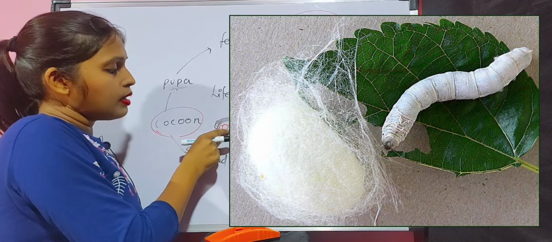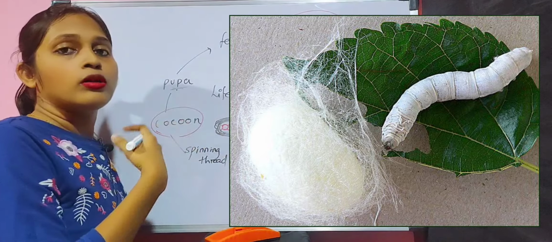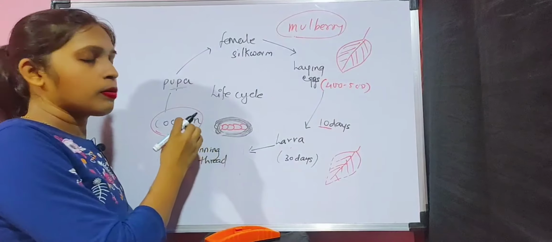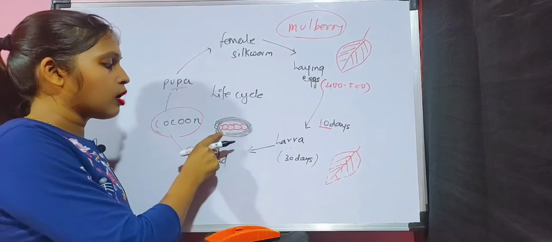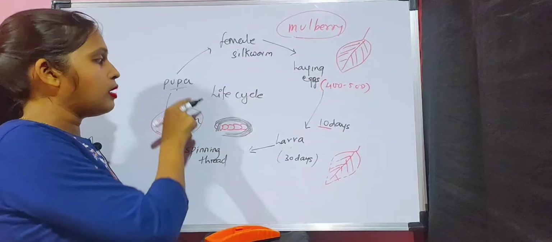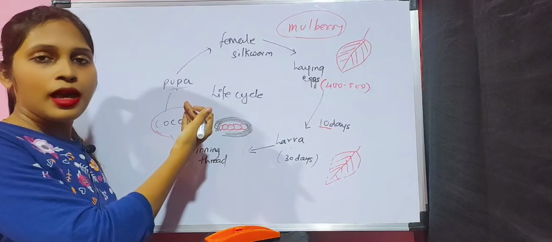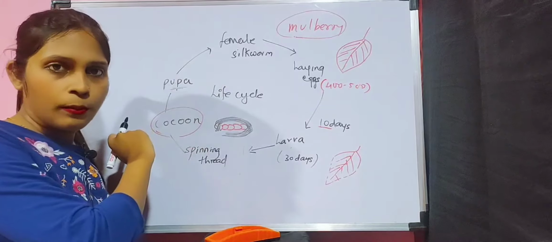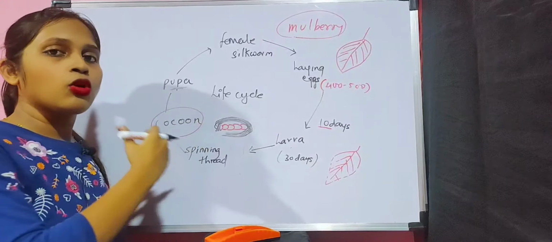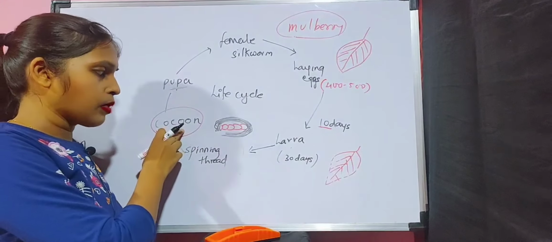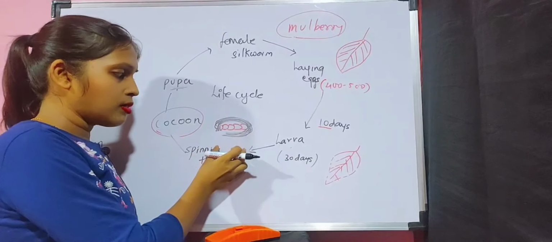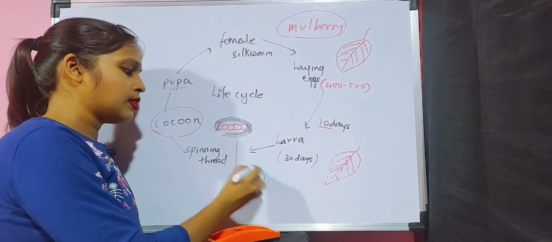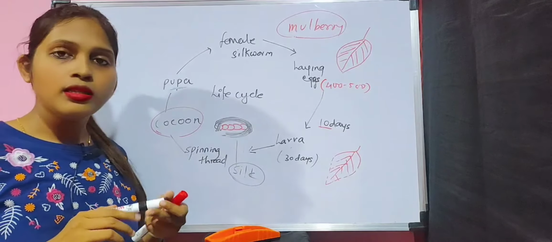But inside this cocoon, the larva keeps on doing cell division, and once the complete stage is attained, the cocoon is broken, and from it the grown-up larva comes out in the form of a pupa, and then later on it forms a silkworm. Now the thing which is of our interest is the cocoon. So we are going to take these cocoons. This thread-like structure is nothing but the silk, and that's how the silk is formed.